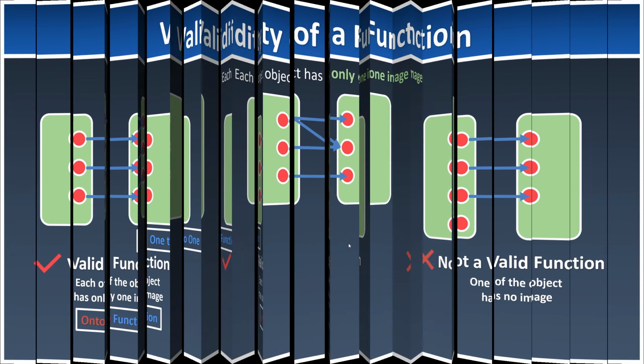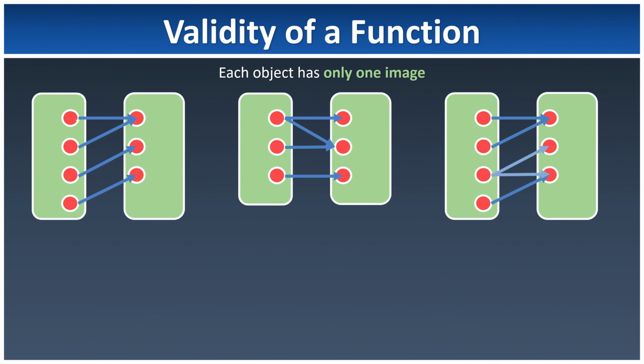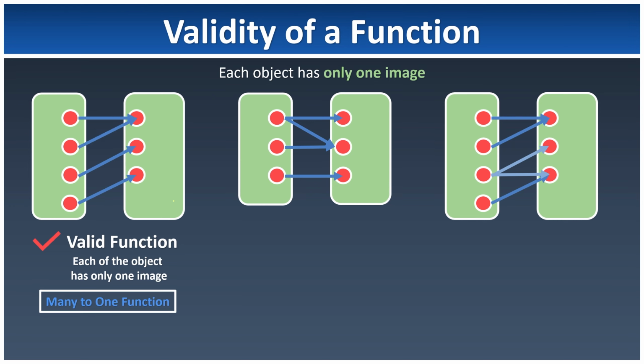Let's try with more examples. Let's say the one on the left first. Again, to check whether it's a function or not, I will check one by one. So this has only one image, this one also one image, this also one image. So it's good, this is a valid function. But the difference between this and the one we did just now is that multiple objects have the same image. So we call this many to one. I read it from left to right: many objects go towards the same one image. We call it a many-to-one function.